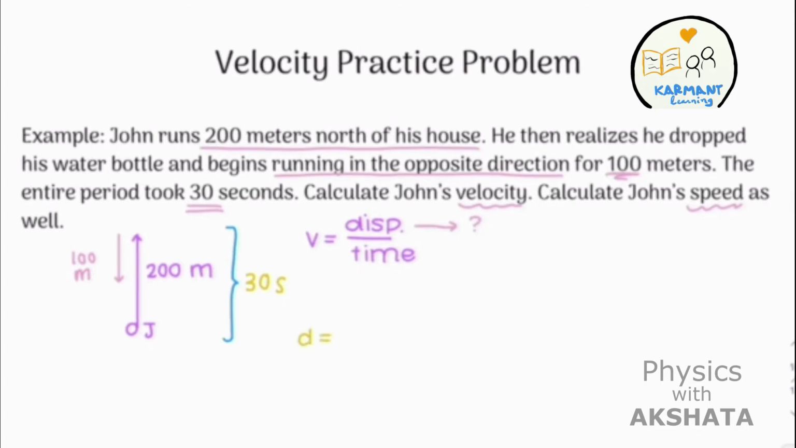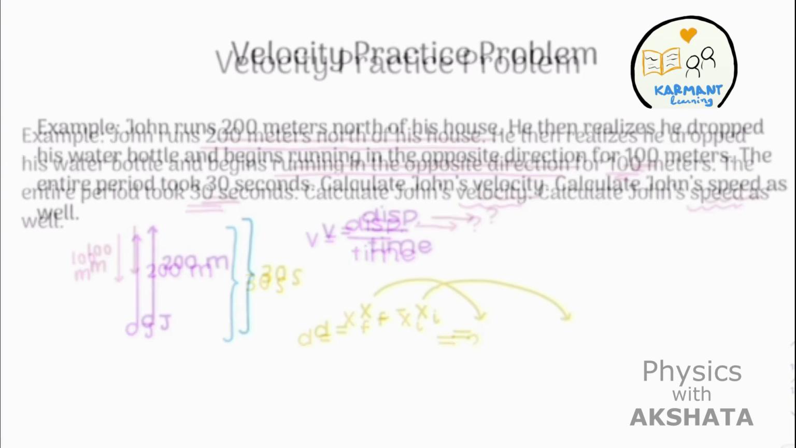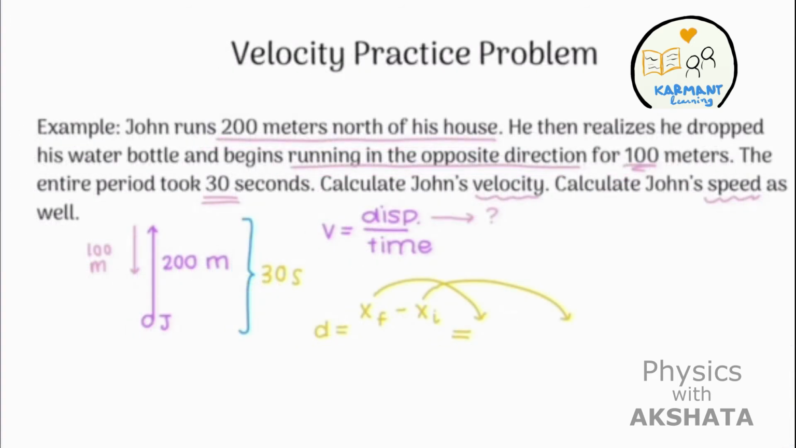As you can tell, formulas are pretty important in physics. So let's calculate displacement: final position minus initial position. John's final position is 100 meters because he went down, remember? So that's 100 minus his initial position, which is the starting point, or 0. So the answer to our displacement would be 100 minus 0, which is 100 meters.